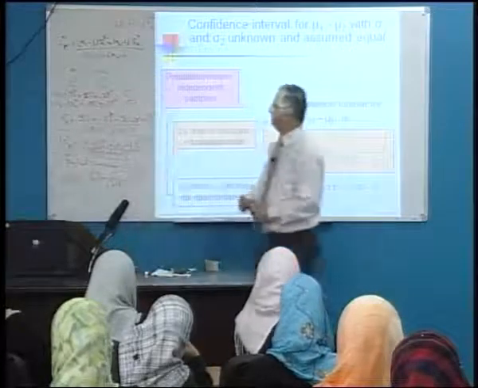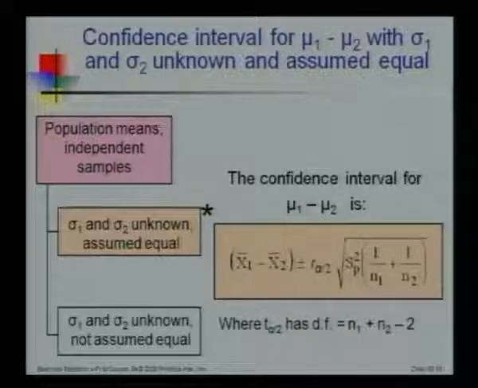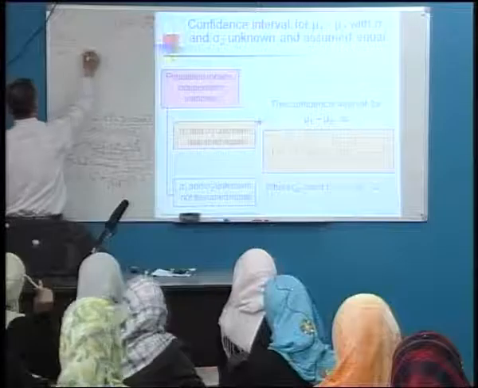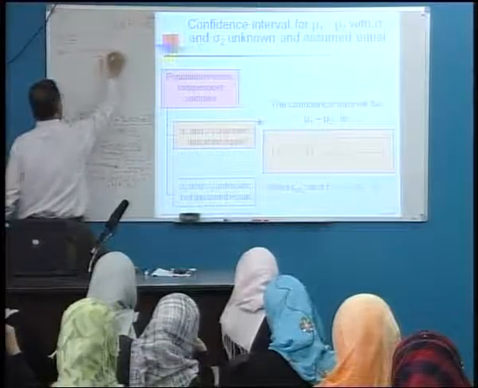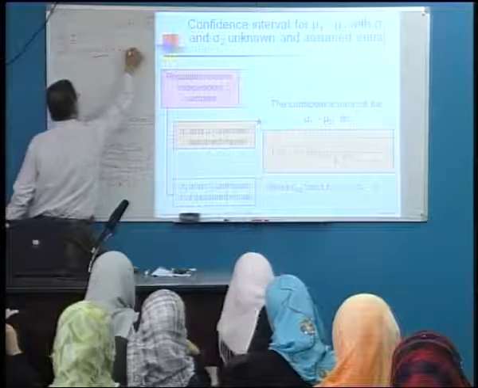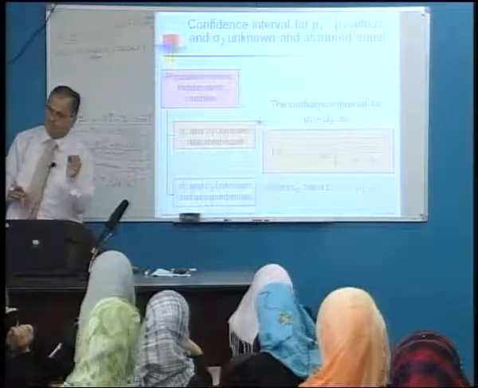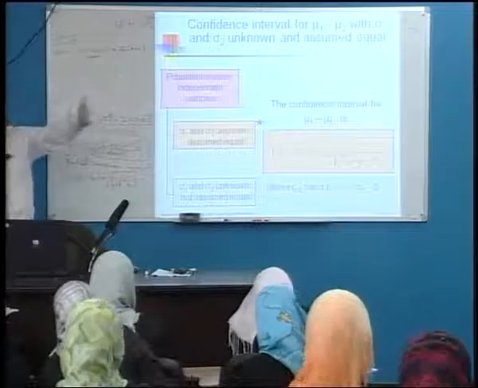Now, what about the confidence interval? As we mentioned before, any confidence interval can be constructed by using a general form, which is the estimate, the point estimate, plus or minus critical value times the standard error of your estimate. That's in general. Estimate or point estimate plus or minus critical value times the standard error of your estimate.